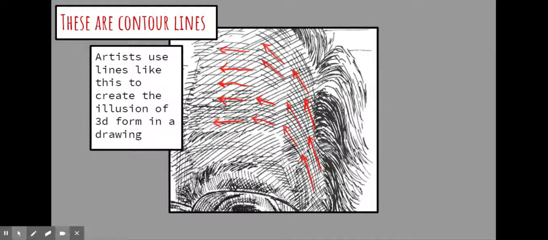Now, if you look at this illustration, here come the kids. If you look at this illustration, look at the direction that the lines change. They change direction as they go around, as the person who drew this picture goes around the forehead of this face. And those arrows are just bringing your attention to that.